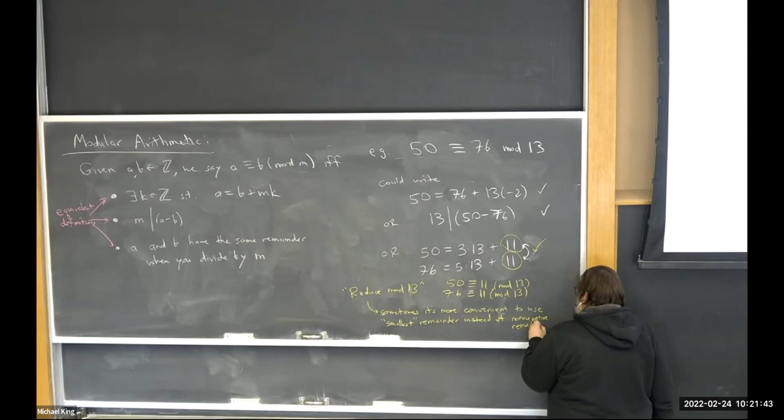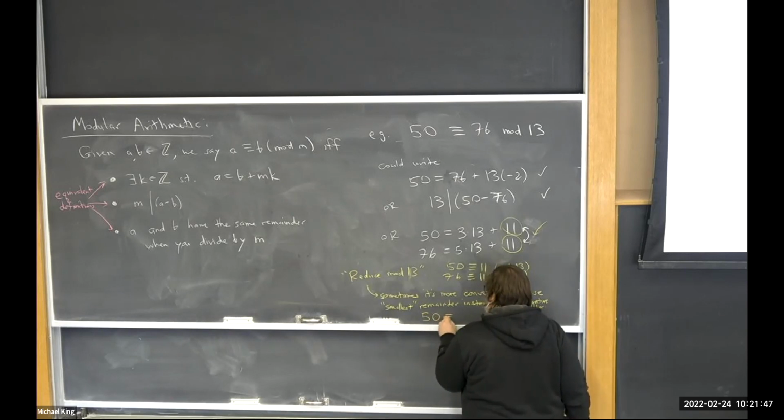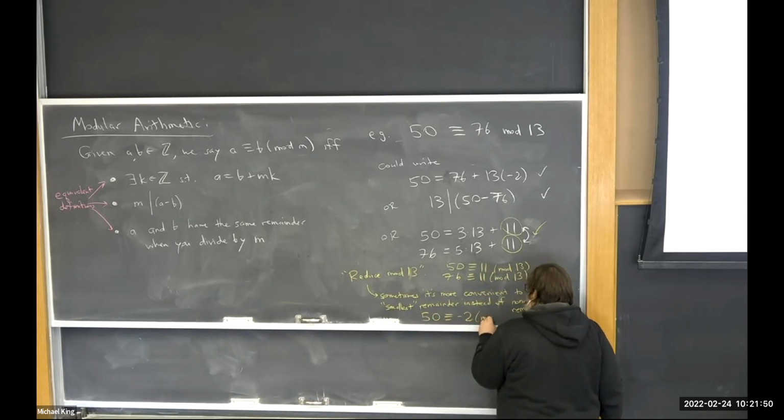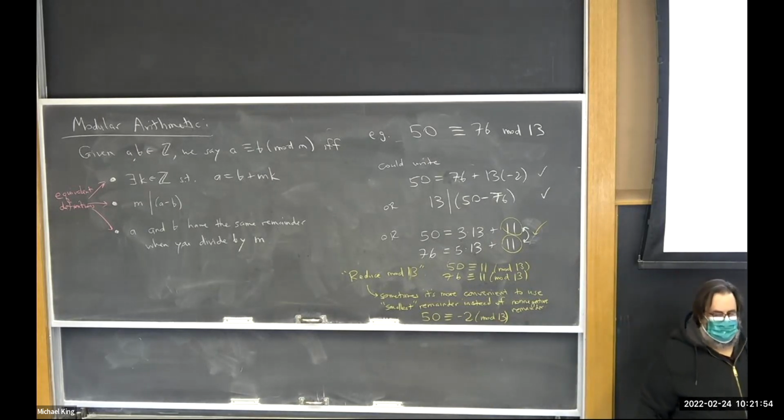So maybe you'd rather write that 50 is congruent to -2 mod 13. And again, you can check the difference is 52, and that's also a multiple of 13, right? Or I can shift by 13s.